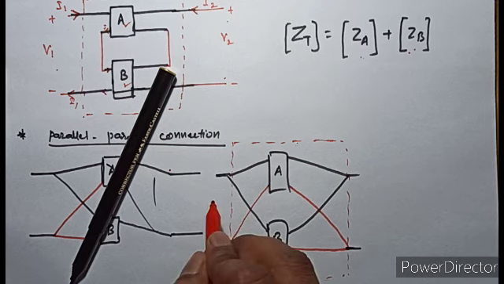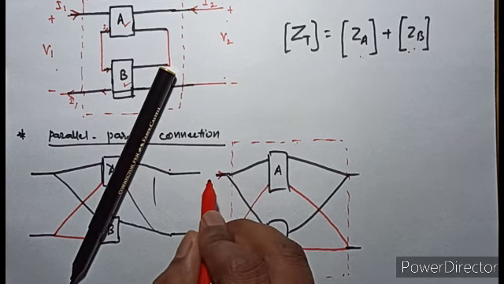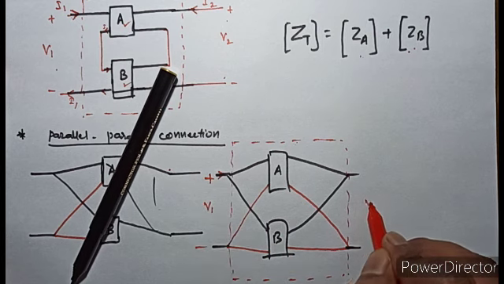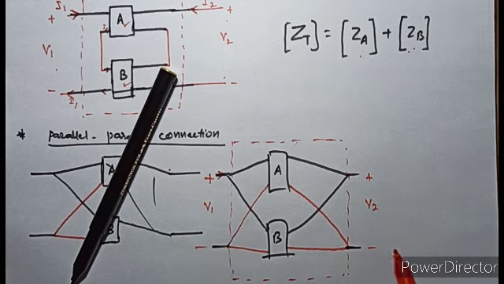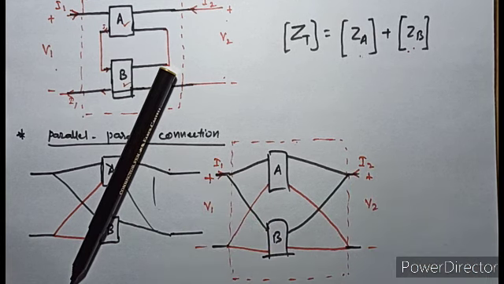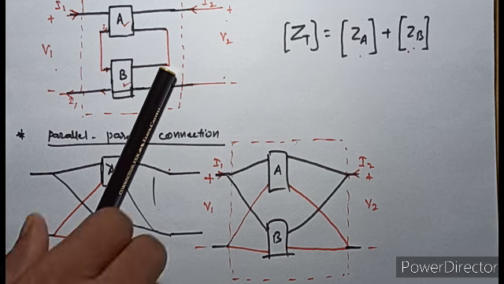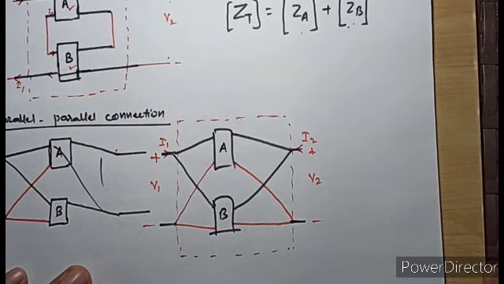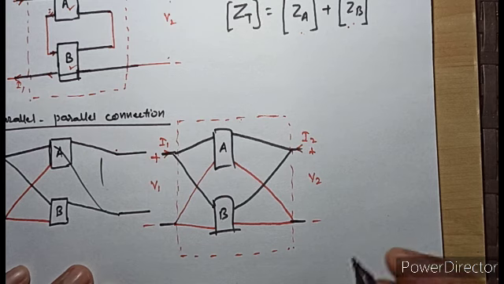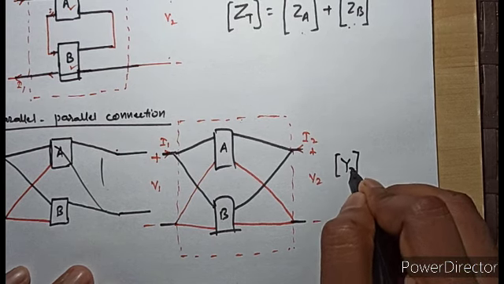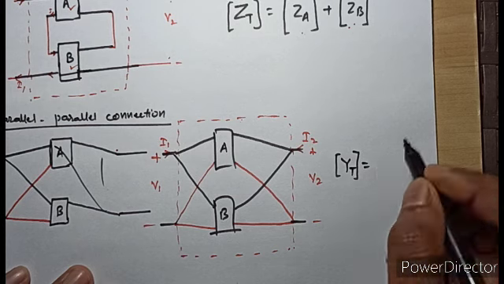And this is our resultant port. This is plus or minus V1, plus or minus V2. The port currents are I1 and I2. Right. When two-port networks are connected in parallel, then their net admittance parameters get added.